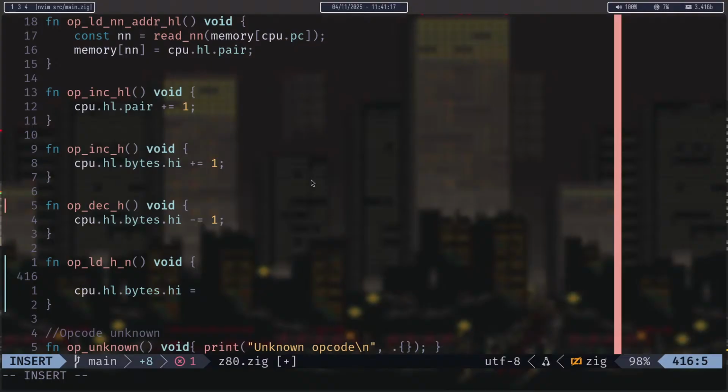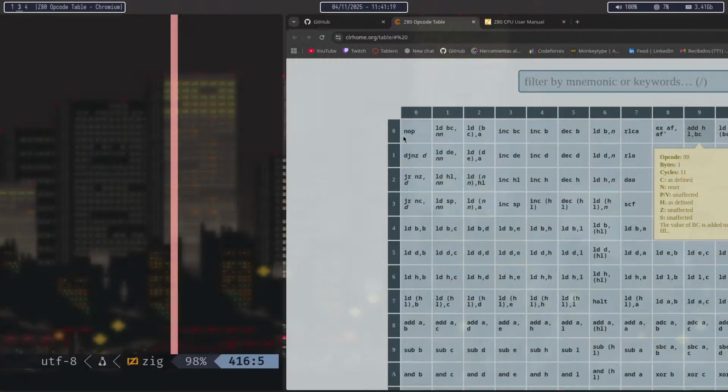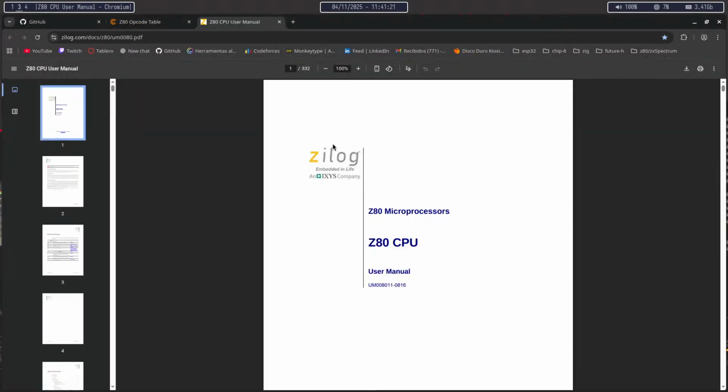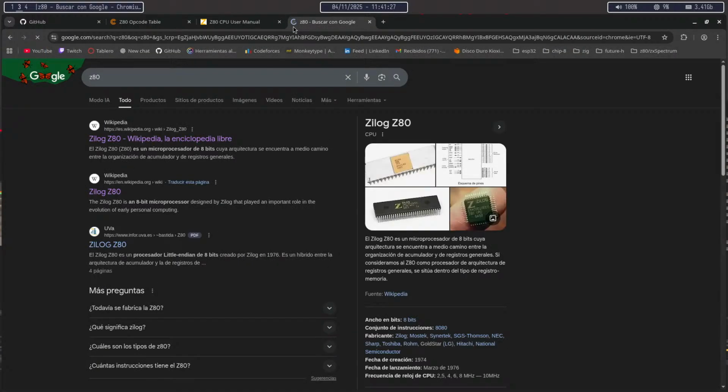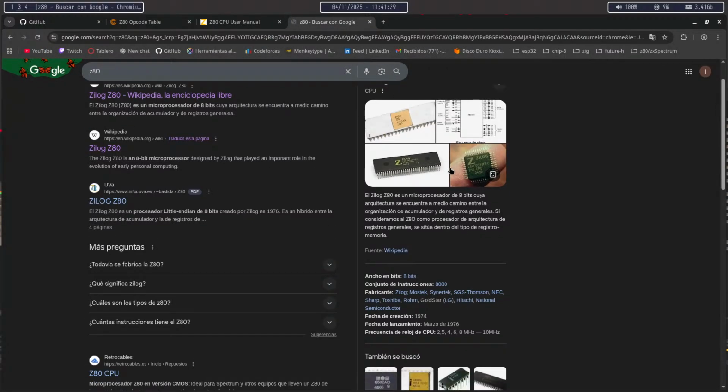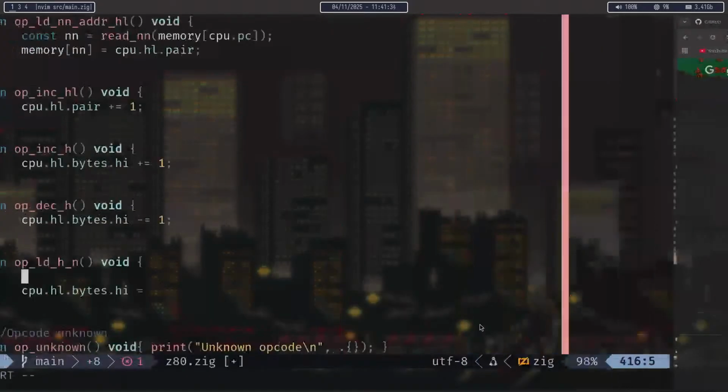Are you programming a logic board? I am not. I'm programming a Z80 emulator. That's what I'm doing, which is a very old CPU, basically. It was released in 1976. So yeah, that's what I'm doing.